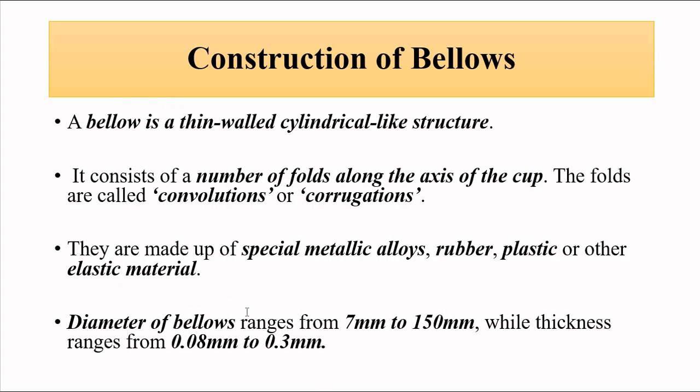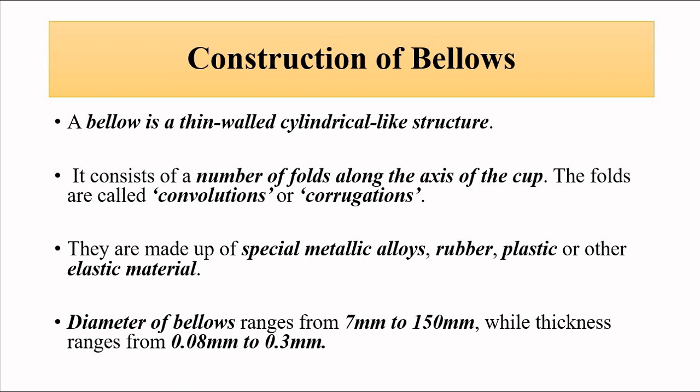They are generally made of special metallic alloys which are elastic in nature, rubber, plastic and other elastic materials. The diameter of the bellows ranges from 7 millimeter to 150 millimeter, while the thickness ranges from 0.08 millimeter to 0.3 millimeter. Again, all this depends on how much pressure it has to handle. If it deals with very high values of pressure, then obviously larger size bellows will be used, of larger diameter and thickness, and if it has to deal with small pressures, then smaller thickness and smaller diameter.